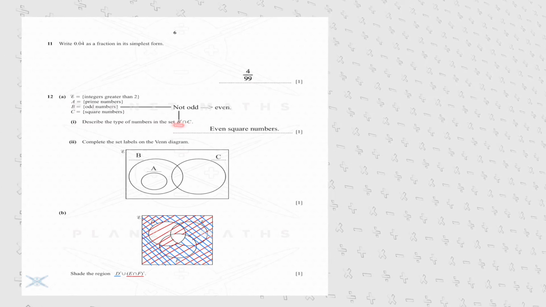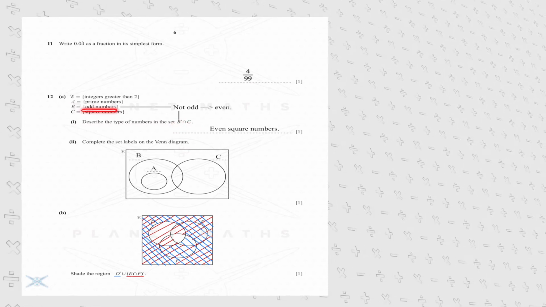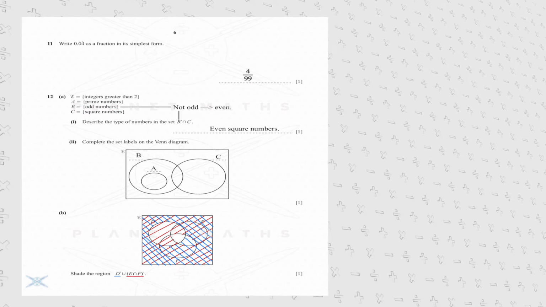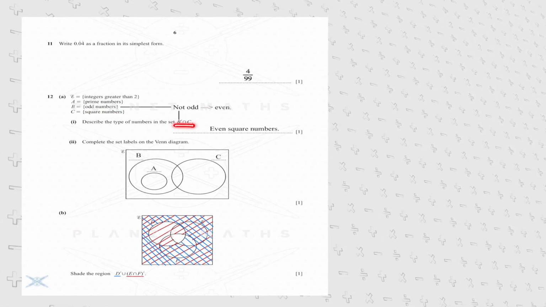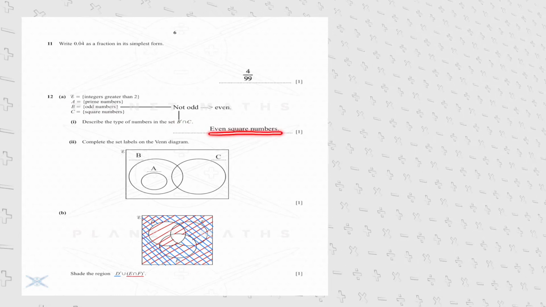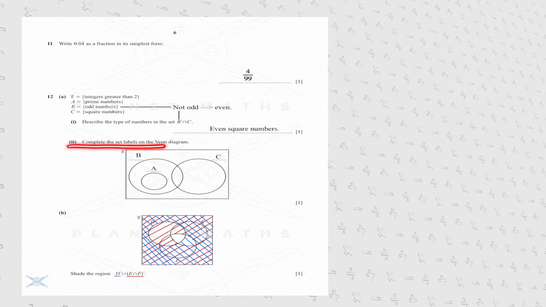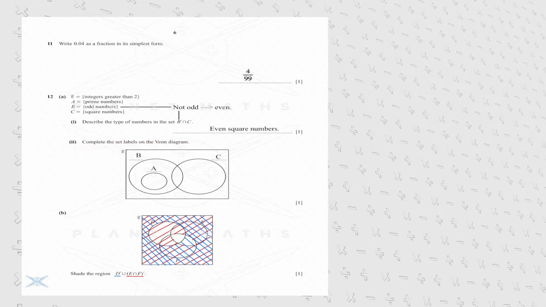Not B means that our numbers cannot be odd, so therefore they must be even, and we intersect this set of numbers with the square numbers, meaning that all of those numbers that are represented by the set are even and square. In the second part of this exercise, we're supposed to complete the set labels on the Venn diagram.